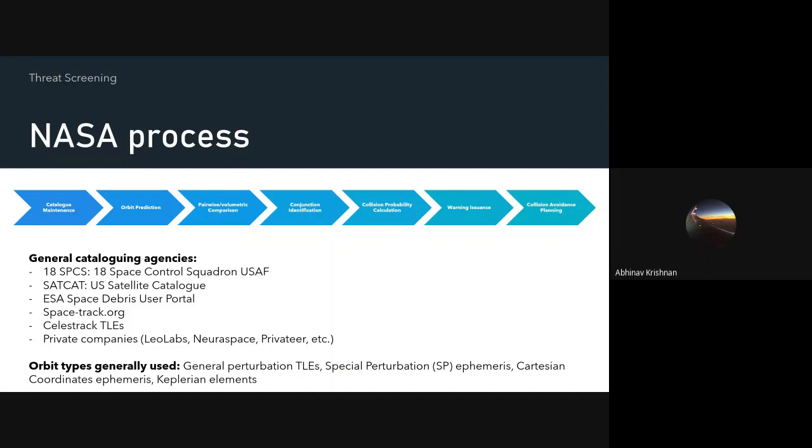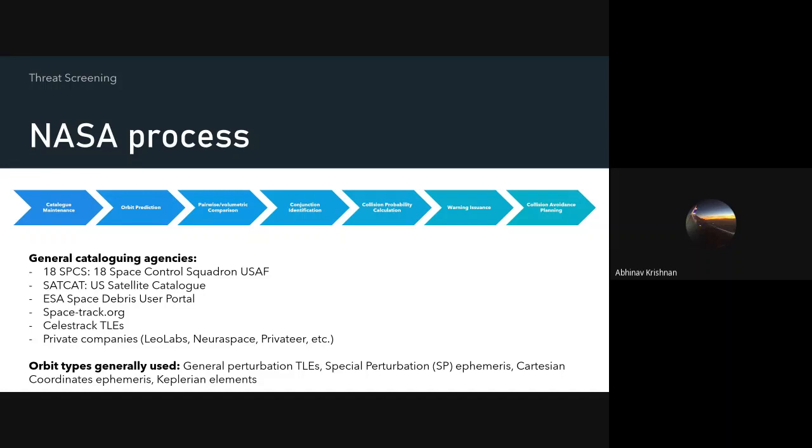NASA came across a better idea of this. What they said is, look, let's create a volume of my object and pass that volume through the crowd. Whatever intersects with my volume is a threat for me. I'll issue a conjunction for that. That simplified the whole approach in the way the industry is working at the moment.